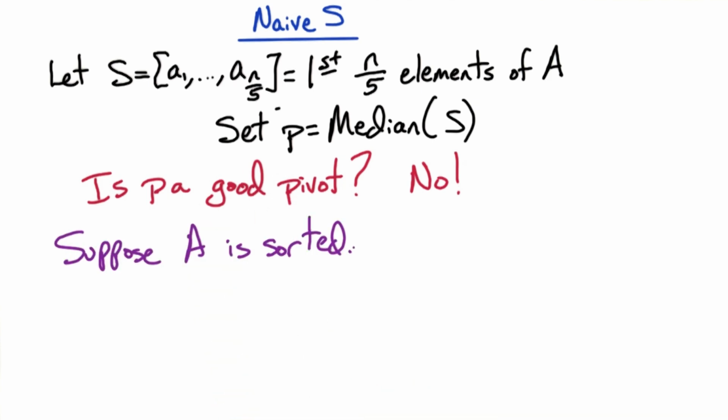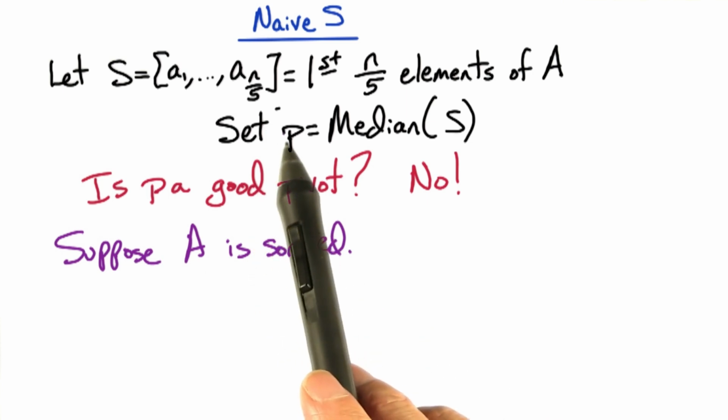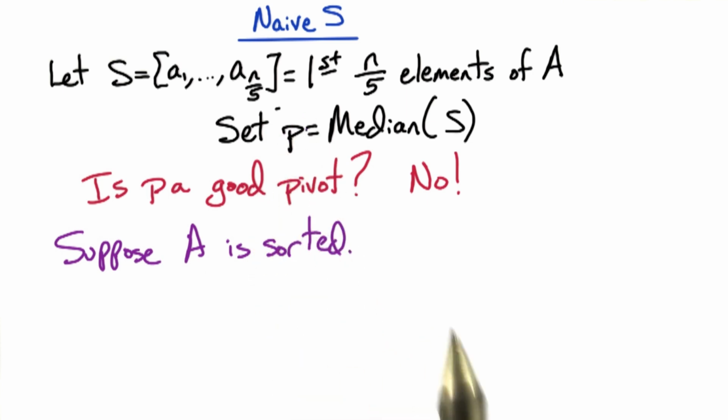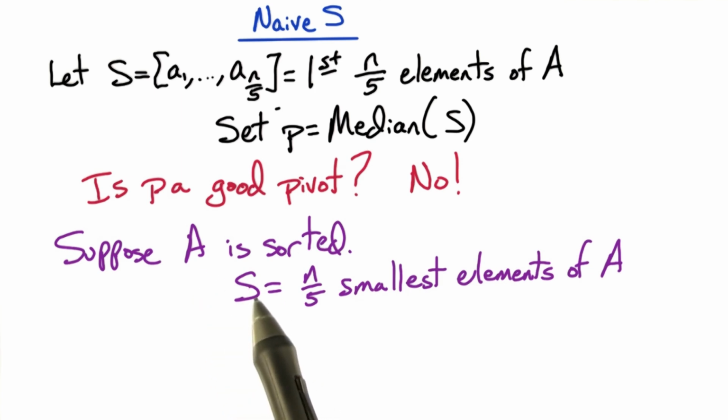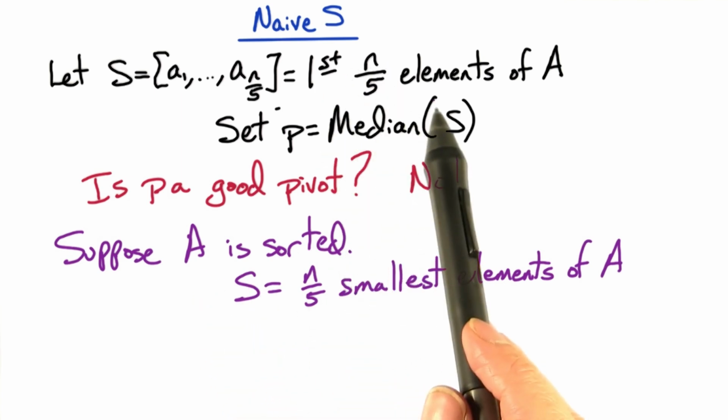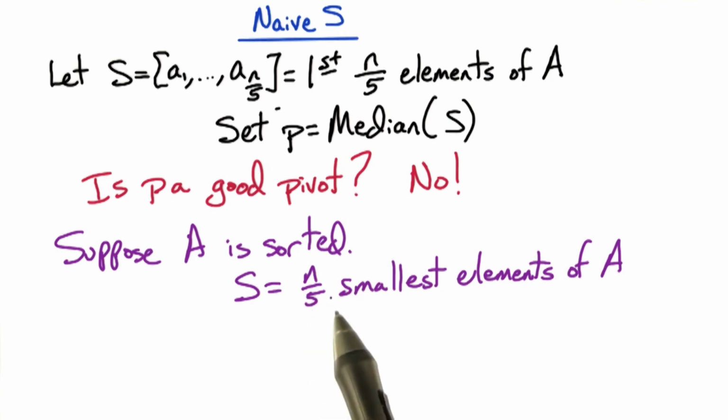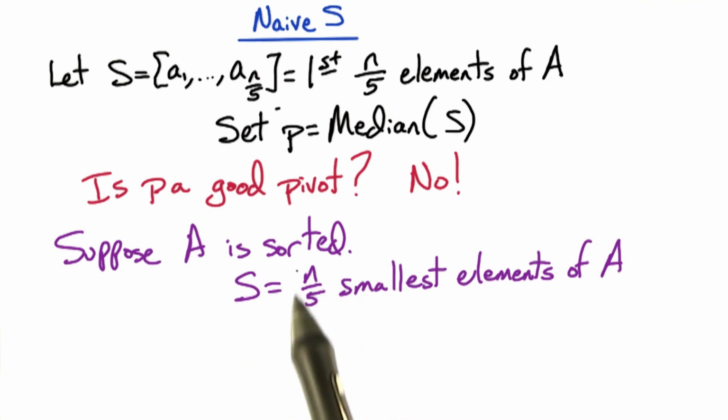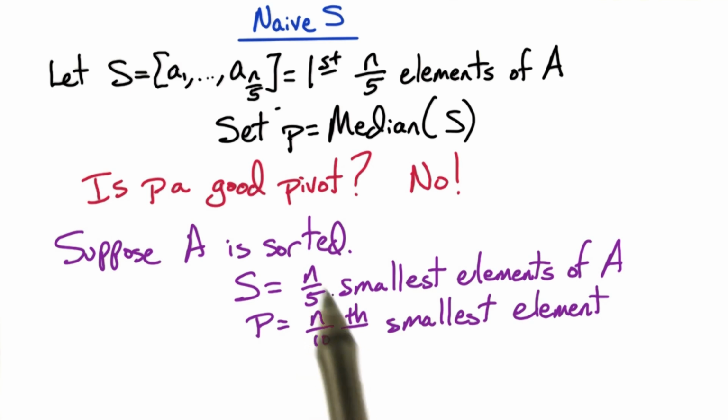Well, in this case, actually, it's easy to find the median of A, so there's no reason we're running the whole algorithm. But suppose A is sorted, and then actually this is going to imply that this pivot P is a bad pivot. So if A is sorted, then what is S? S is going to be the first n over 5 elements of A, so it's the smallest elements of A. So S contains all of the n over 5 smallest elements of A. What is the median of these n over 5 smallest elements of A? The median of the n over 5 smallest elements is the n over 10th smallest element. So this pivot is the n over 10th smallest element of this list A.